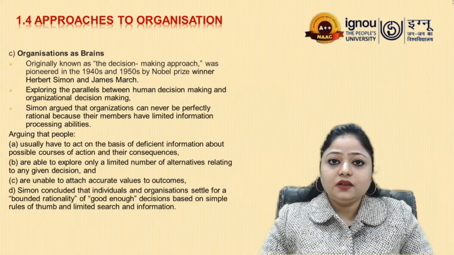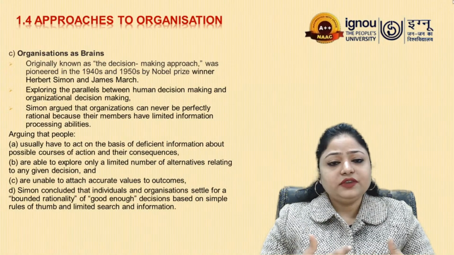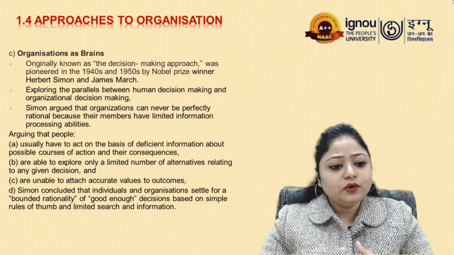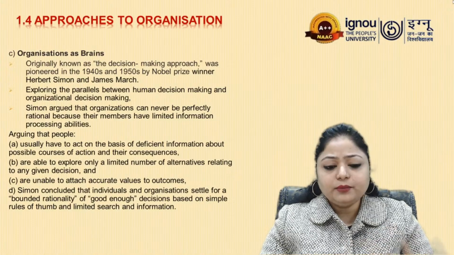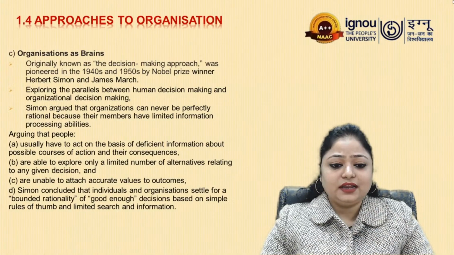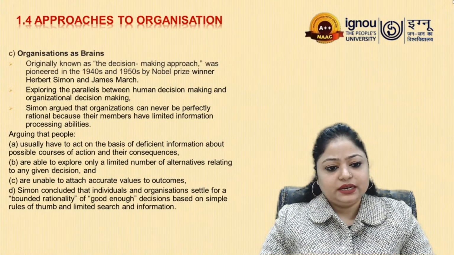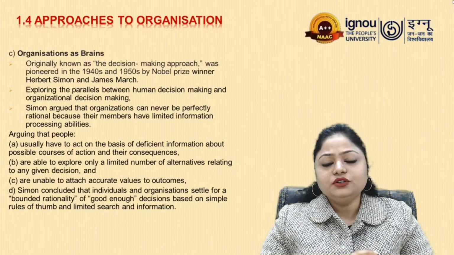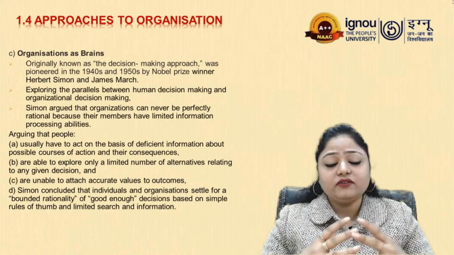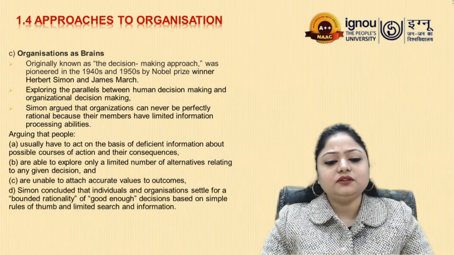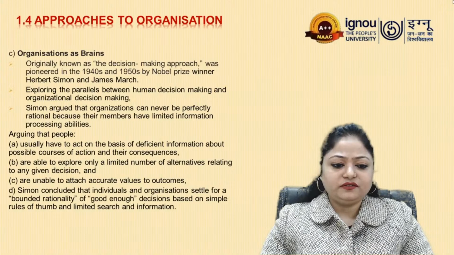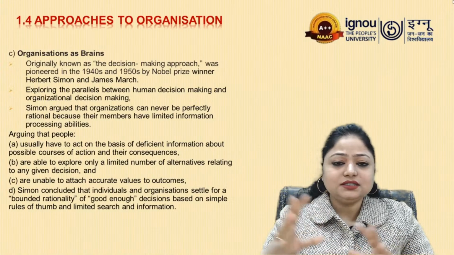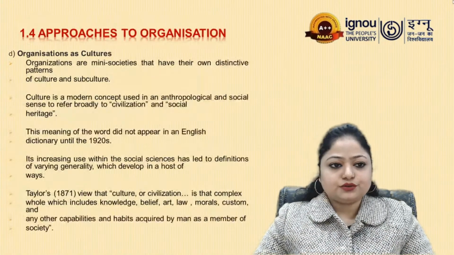And even if we have an abundant number of alternatives, do we have the time to evaluate all those alternatives and come to a conclusion? No. So time constraint will always be there. So, unable to attach accurate values to the outcomes, Simon concluded that individuals and organizations settle for a bounded rationality of good enough. So we think whatever we have decided is good enough in that particular situation, based upon simple rules of thumb and limited search and information at our hand. So organizations can be understood as brains also.